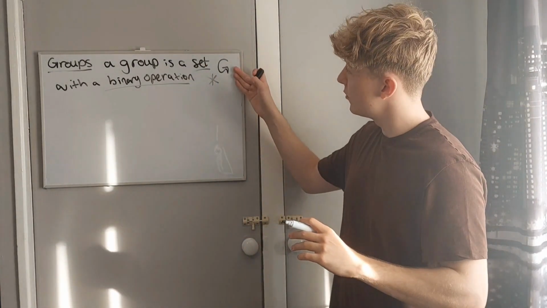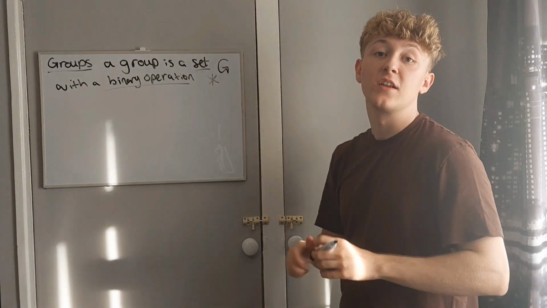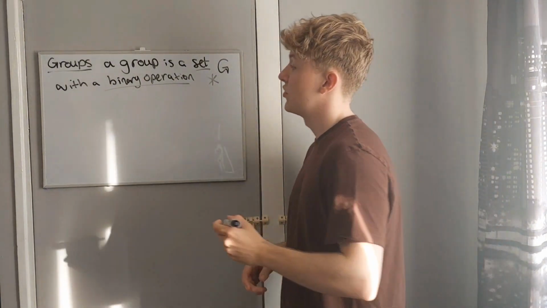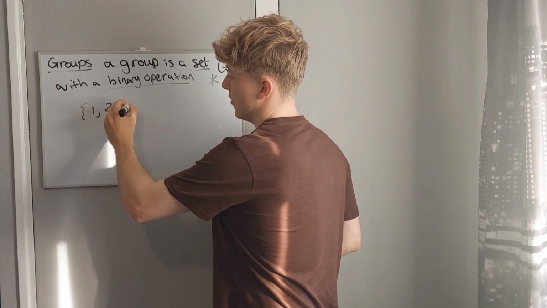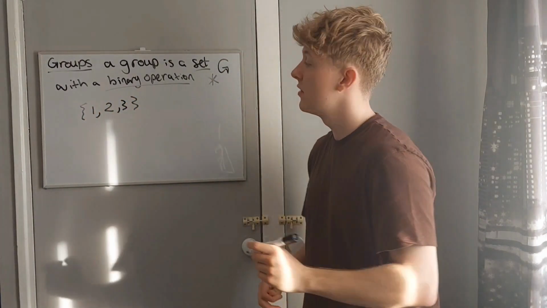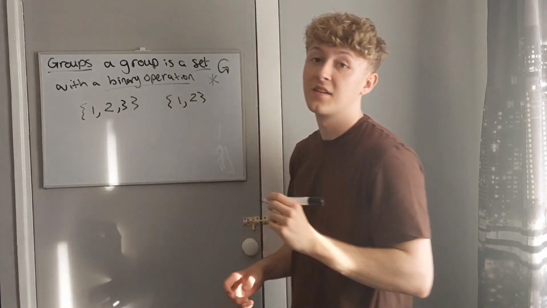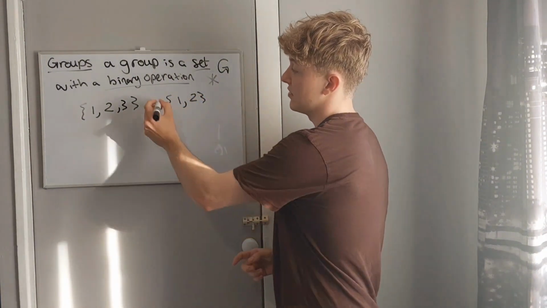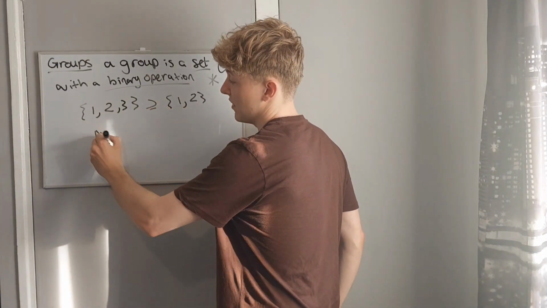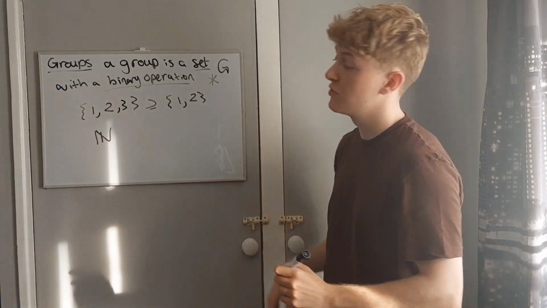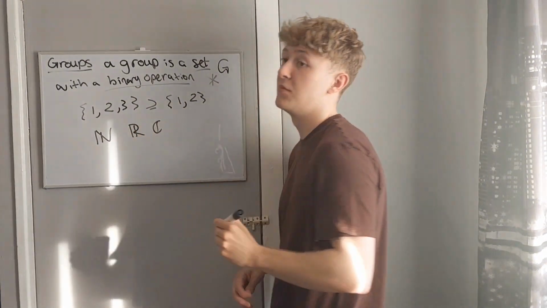So what is a set and what is a binary operation? A set is just a collection of things. So for example, {1, 2, 3} is a set. {1, 2} is a set. And in fact, this is a subset of this. So we might write this. So here are the set of all natural numbers, i.e. counting numbers, and the set of real numbers or complex numbers.